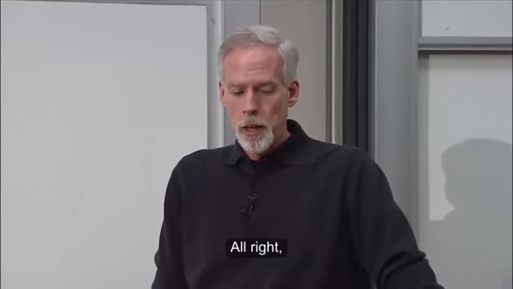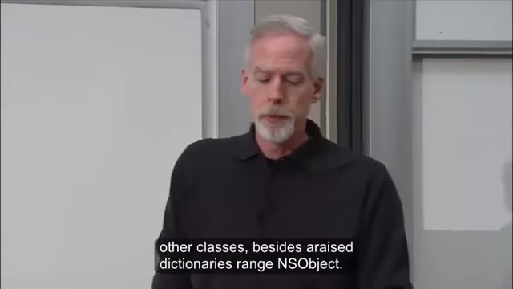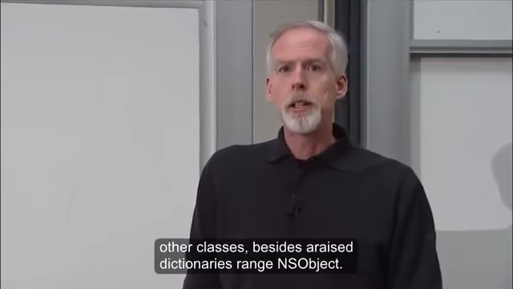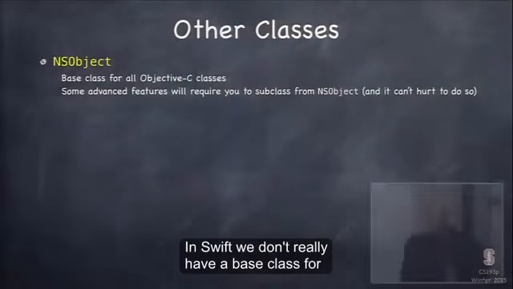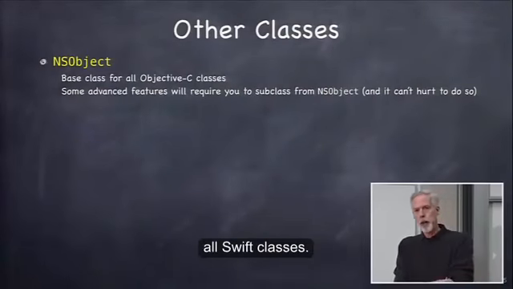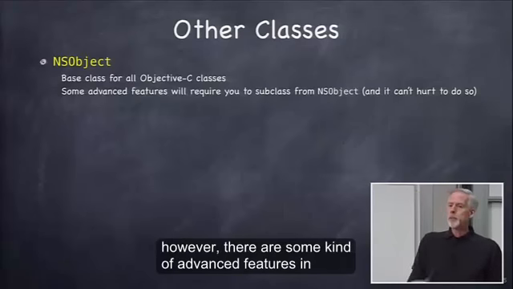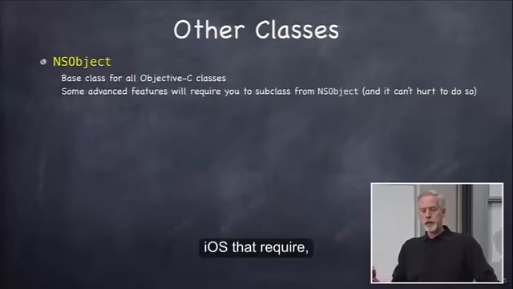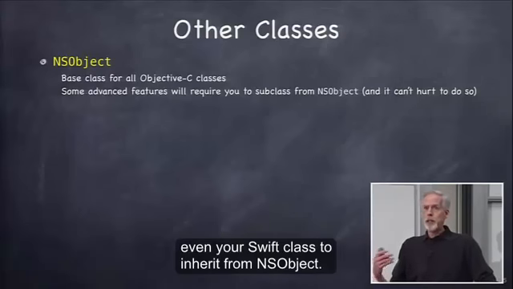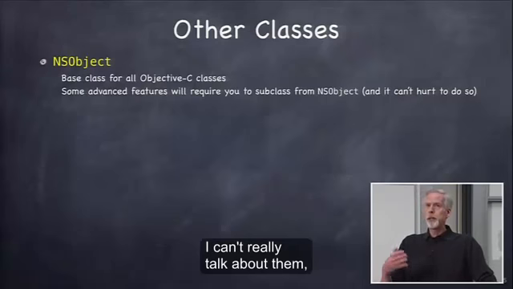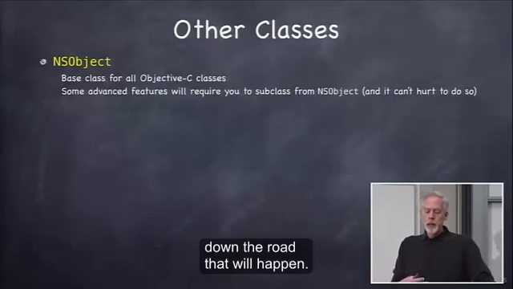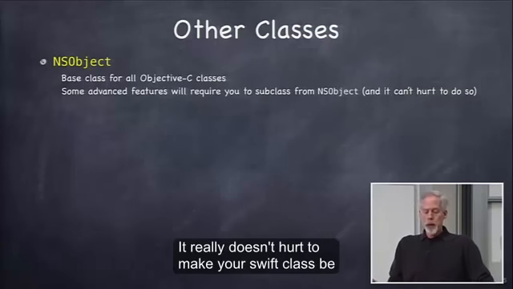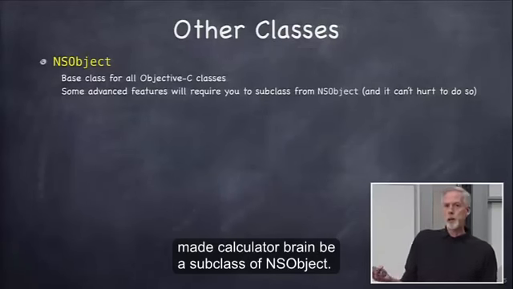All right, other classes besides arrays, dictionaries, and range: NSObject. NSObject was the base class for all Objective-C classes. In Swift, we don't really have a base class for all Swift classes. However, there are some advanced features in iOS that require even your Swift class to inherit from NSObject. I can't really talk about them because there are other things you need to know for me to even explain them to you, but down the road that will happen. It really doesn't hurt to make your Swift class a subclass of NSObject, so we could have made CalculatorBrain a subclass of NSObject.